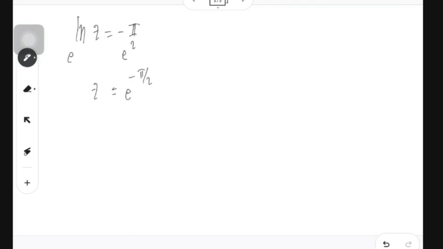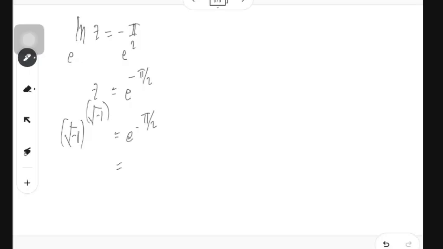But what is z? Z is j to the j. And j to the j, the square root of negative 1 raised to the square root of negative 1, is e to the negative pi over 2. Pwede nang gamitan ito ng calculator. In decimal, what is the value of imaginary raised to imaginary?